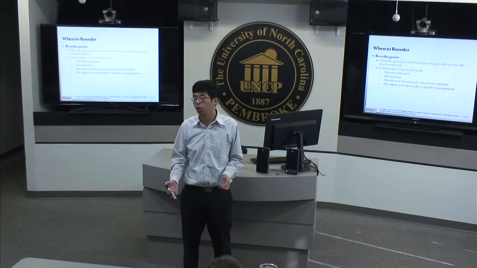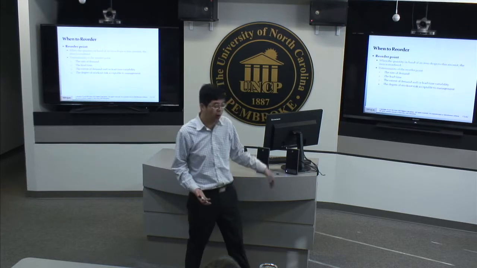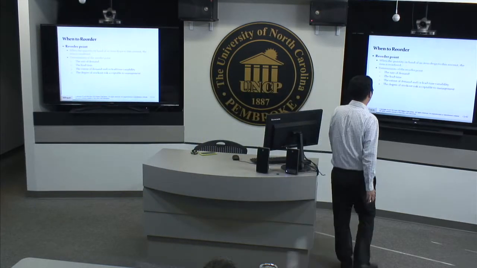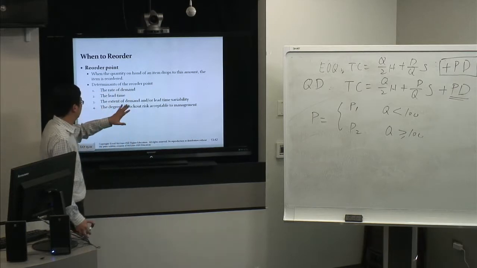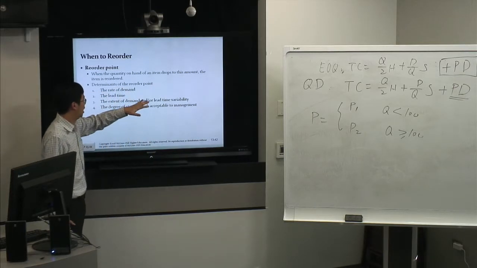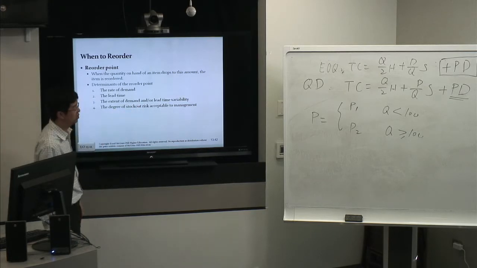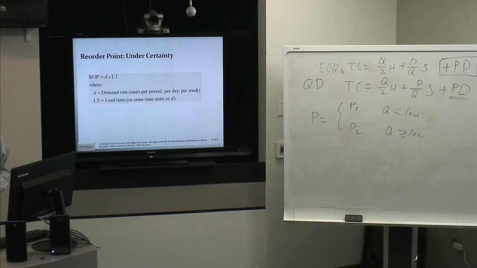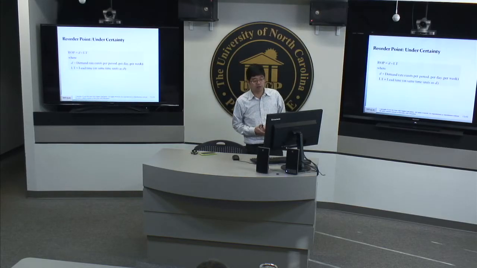Same thing as EPQ or quantity discount, because they all have this strong assumption: no variance about lead time and demand, and service level is 100%. But in reality, it's not true. Okay, that's for EOQ or some other simple models.